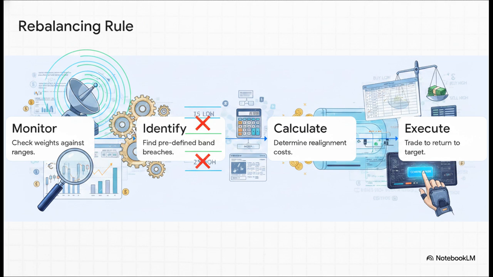The steps are straightforward. 1. Monitor your asset weights daily against policy ranges. 2. Identify any breaches in those predefined risk bands. 3. Calculate the transaction costs of realignment. And 4. Execute the trades to get back to your target allocation. It completely removes friction from daily desk operations.